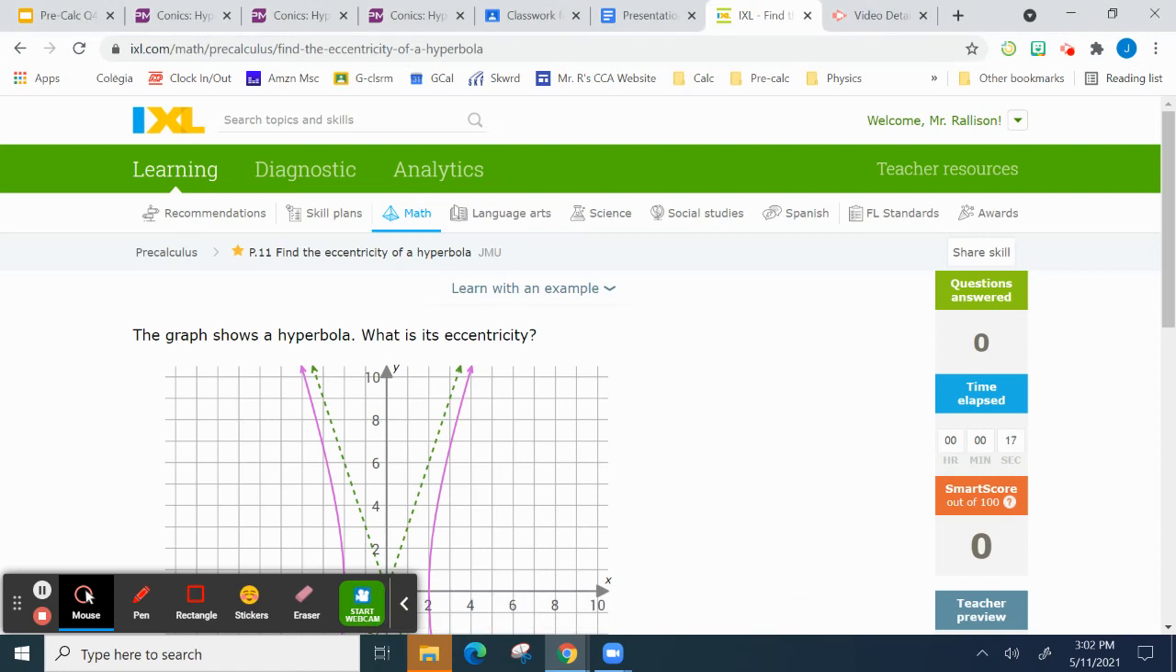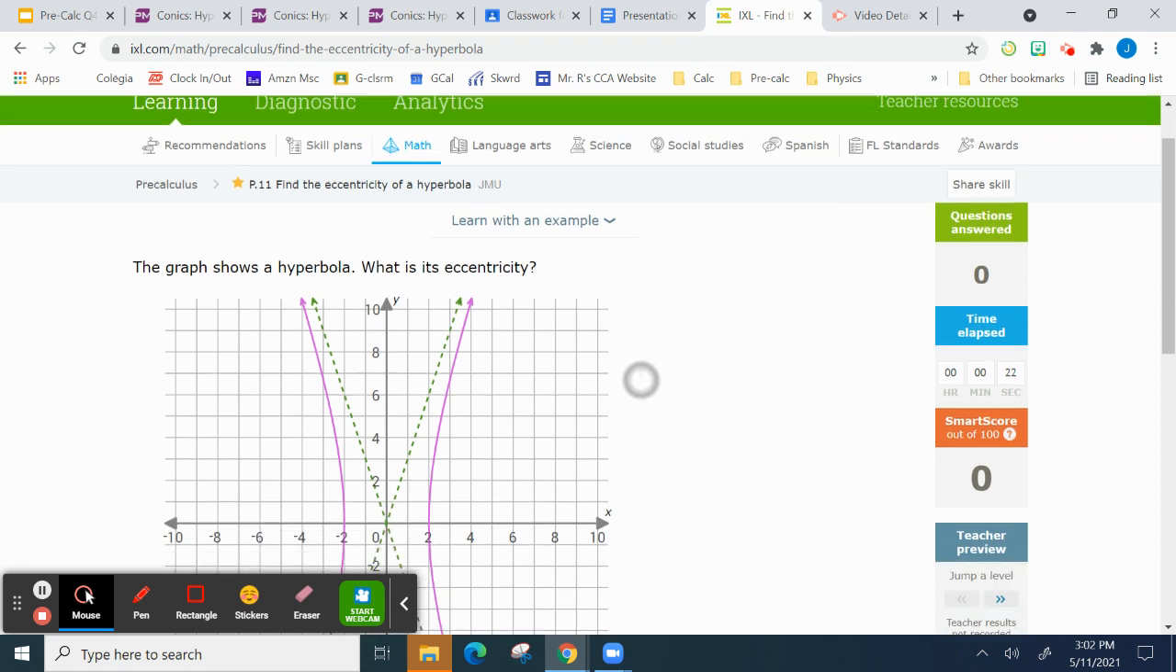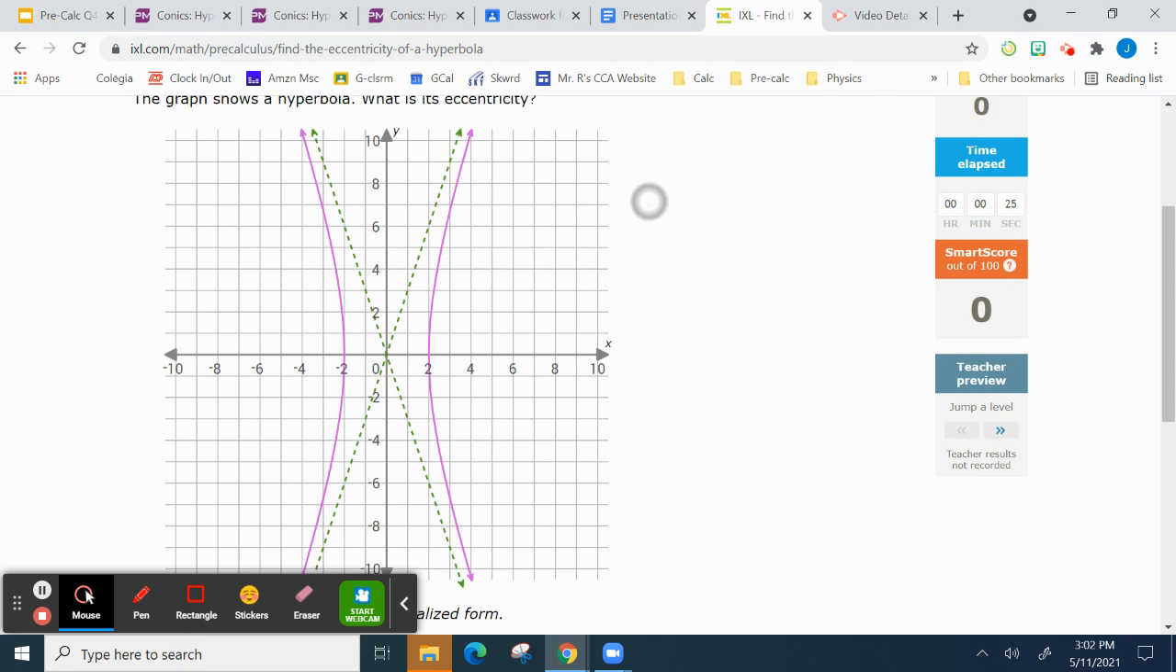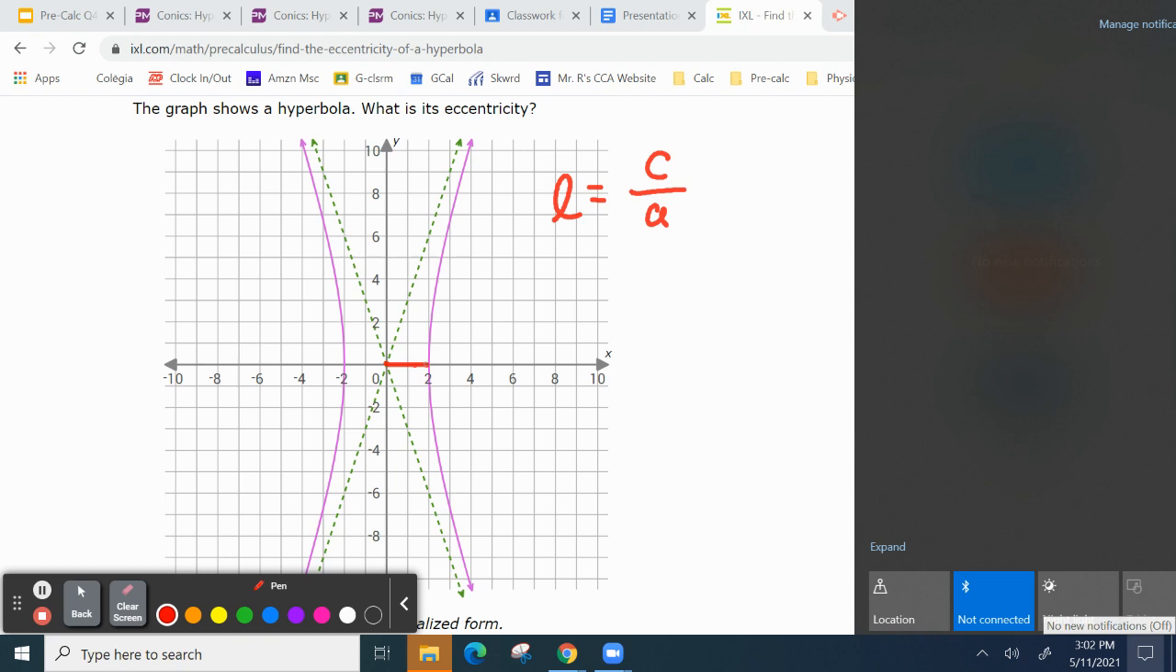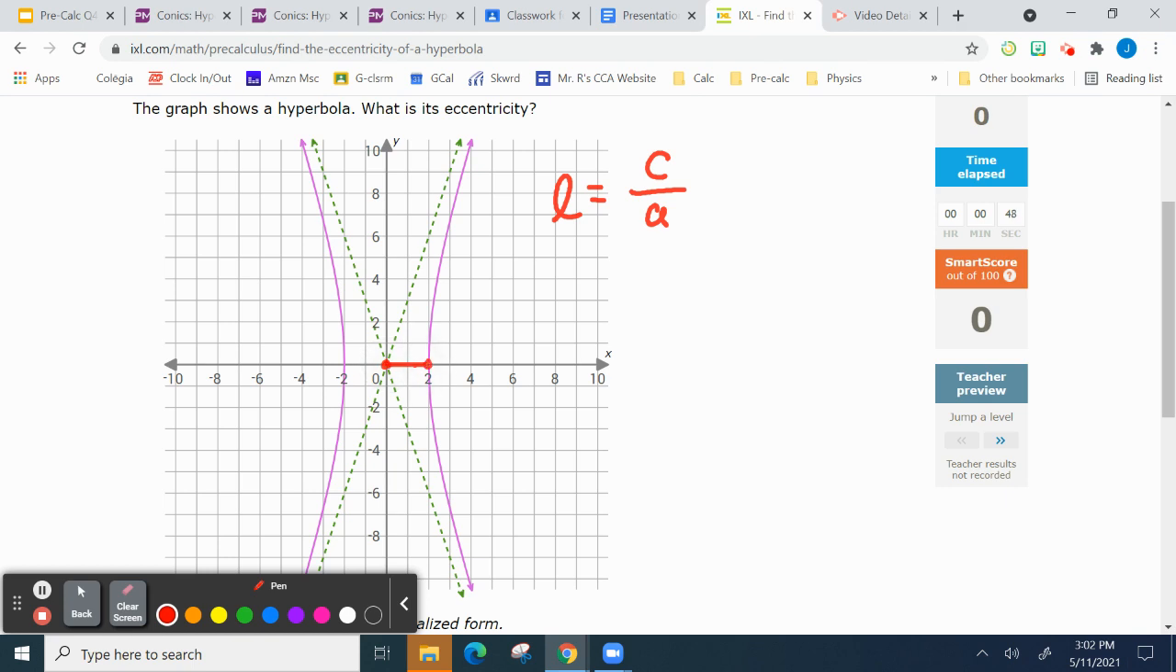All right, so this is IXL P.11, finding the eccentricity of a hyperbola. If you remember from ellipses, the eccentricity is C over A, e equals c over a. So all you need to do is find A and C. A is right there, because it's the distance from the center to the vertex. So A equals 2.